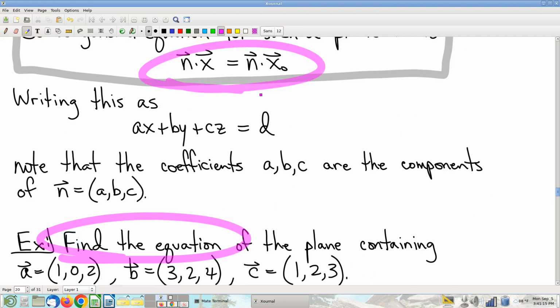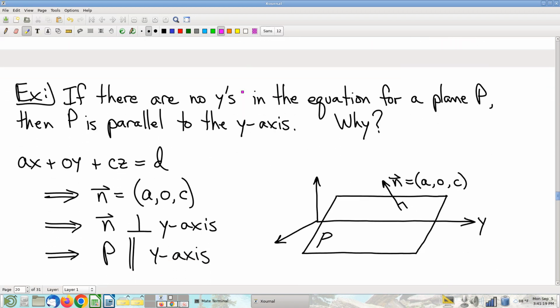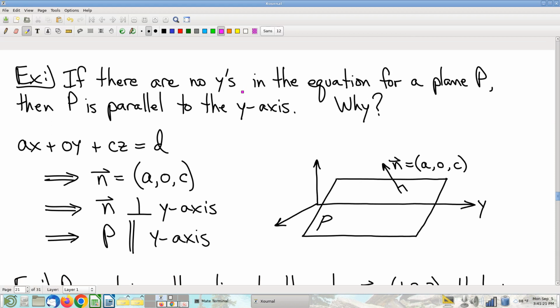Yeah, right. Okay. So there's a neat little special case here that I think is cool. It comes up a lot in kind of random little places. If you have a plane where there's no y's in the equation. I'm picking the y's arbitrarily. There's an analogous result about x's and z's, but let's just talk about y's. If there's no y's in your equation, right? So ax plus by plus cz, but there's no y's, so that b is just 0.